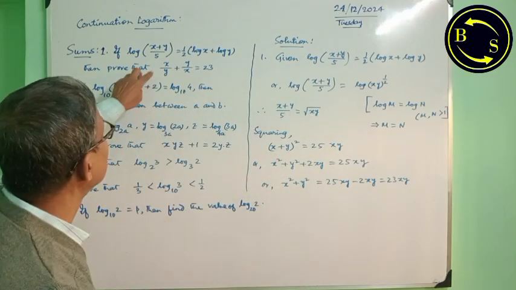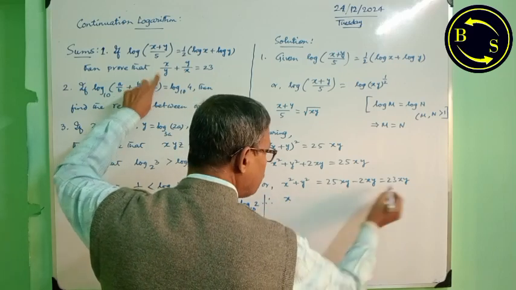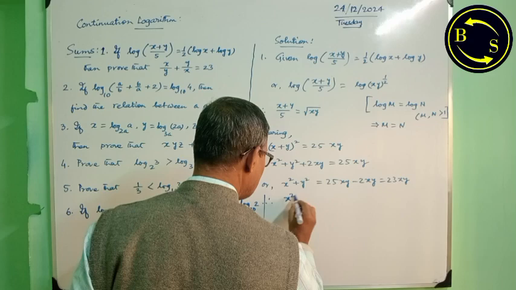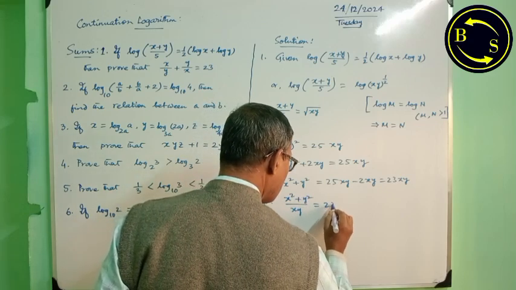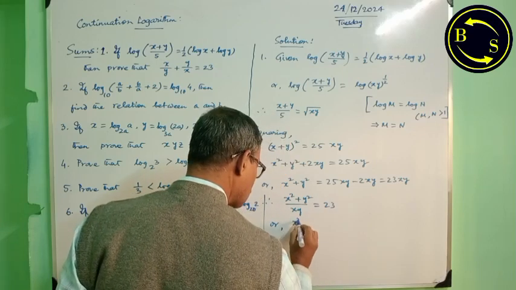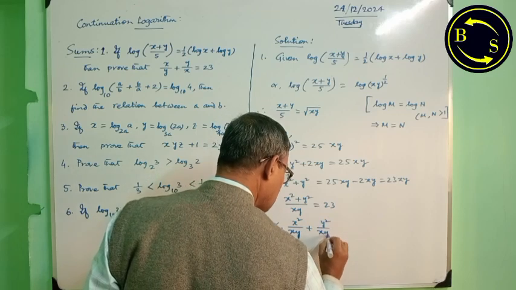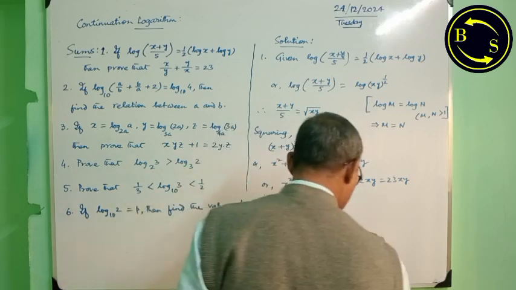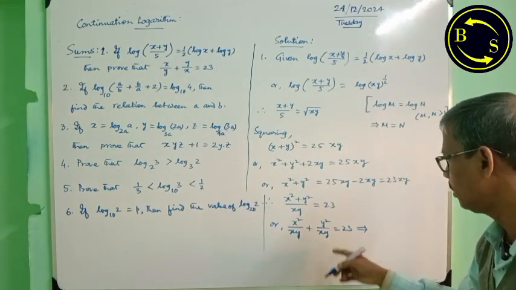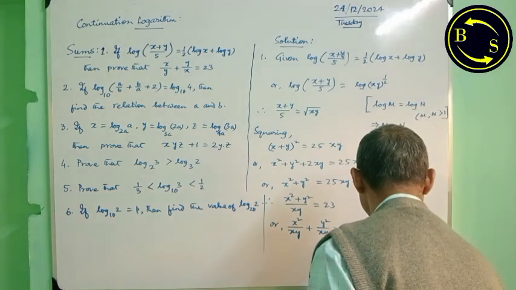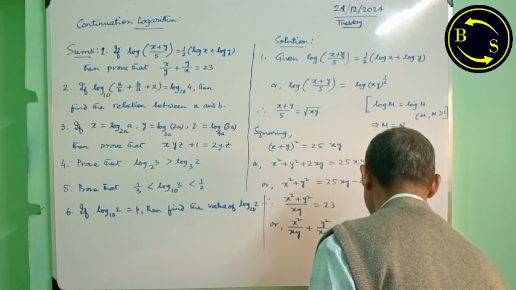Now we have to find the value, or we have to show this one. Therefore, if I divide both sides by xy, then this is x square by xy plus y square by xy is equal to 23. By the distributive law of division we get this step, then on simplification we get x by y plus y by x is equal to 23.